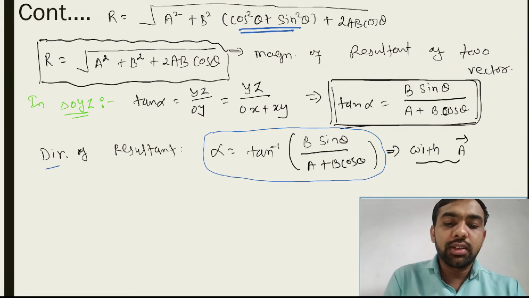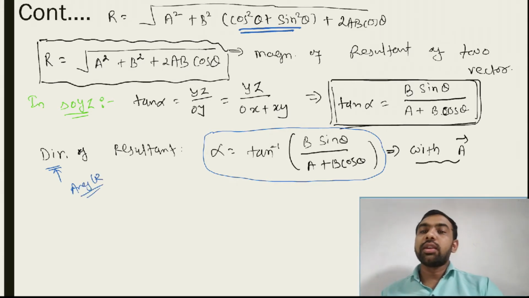So direction is nothing but angle. Direction means angle. If you have a straight line and you rotate it by some angle, then this theta gives us the direction. Here theta is named as alpha. So alpha is equal to tan inverse, since we found tan alpha. So tan inverse b sin theta upon a plus b cos theta. So that is the answer with a.